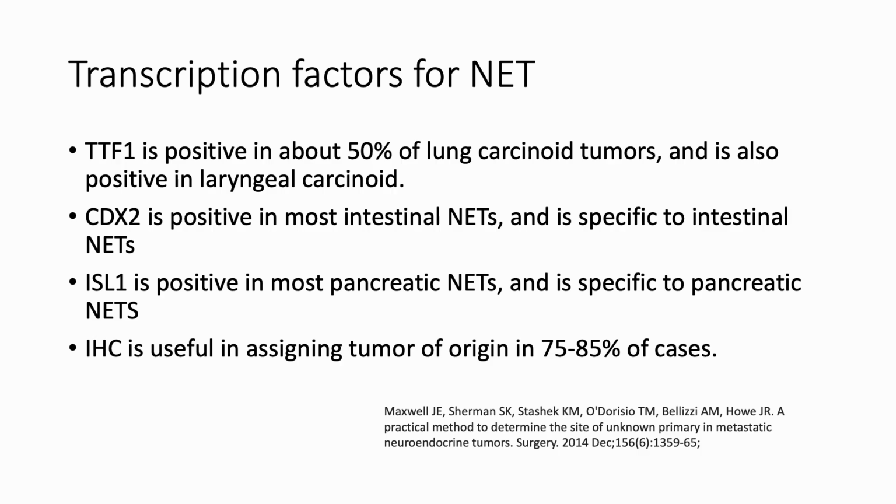Immunohistochemical staining plays some role in helping to determine the site of origin for low-grade neuroendocrine tumors. TTF1 is expressed in approximately 50% of pulmonary carcinoid tumors. It is also not entirely specific, as it can also be seen in laryngeal carcinoids. CDX2 and ISL1 have been reported as relatively sensitive and specific markers for intestinal and pancreatic neuroendocrine tumors, respectively. Overall, immunohistochemistry can help assign the tumor's origin in approximately 75 to 85% of cases.